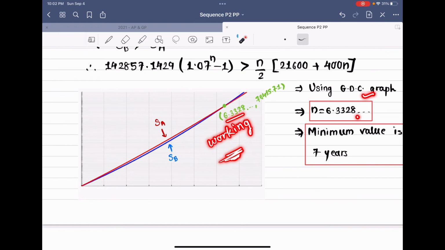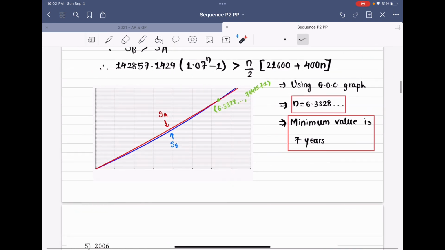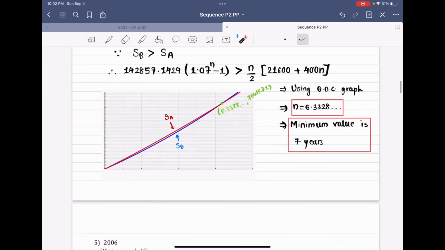What you see, I want n. n is 6.33. Do not round this up. Write down what you see. I'm writing dot dot dot. I'm writing the maximum number, and then if I don't want to write it, just make a dot dot dot. They said minimum years. So minimum year 6.33, that means in the 7th year it is crossing. It is exceeding. So I will write down my final sentence. Minimum value is 7 years. Thank you.